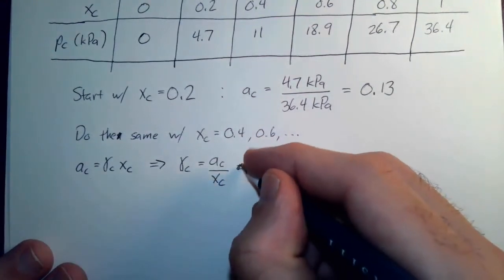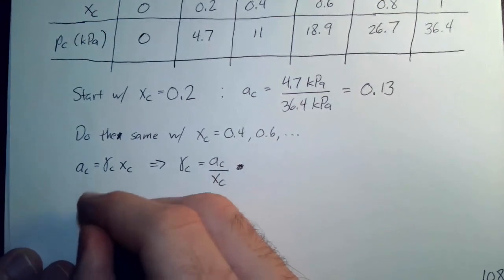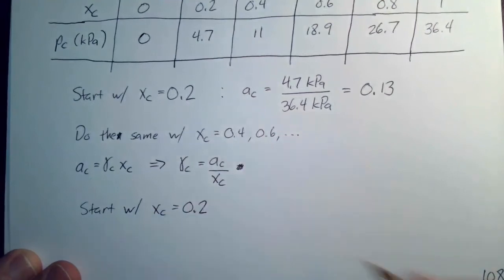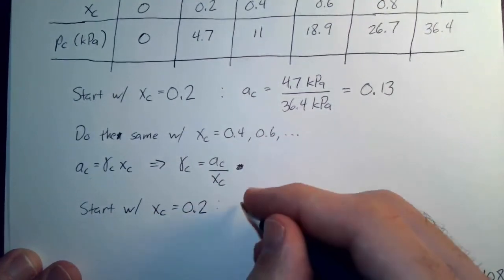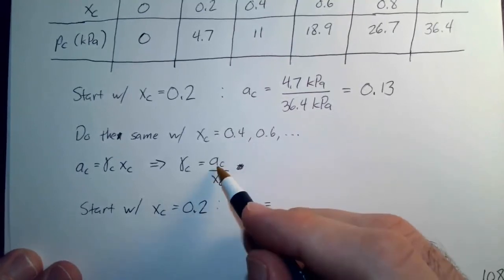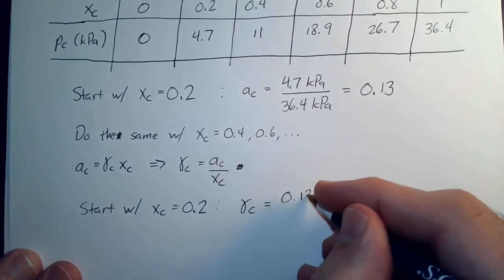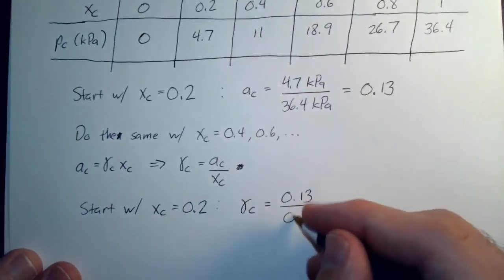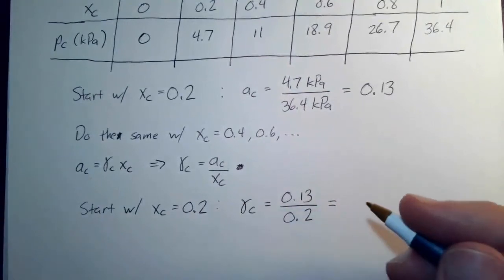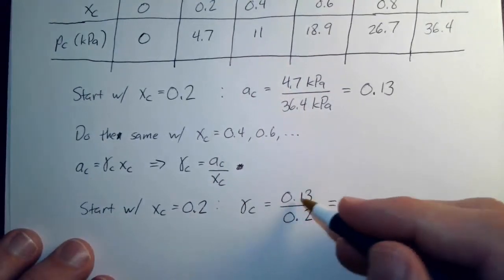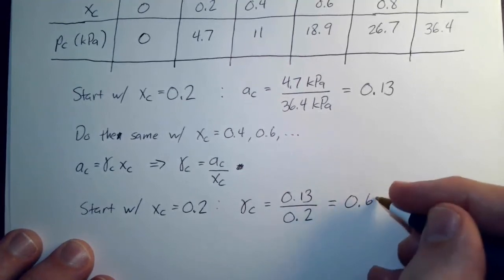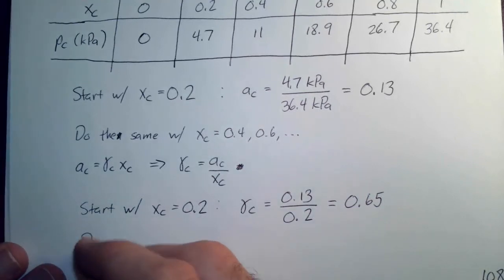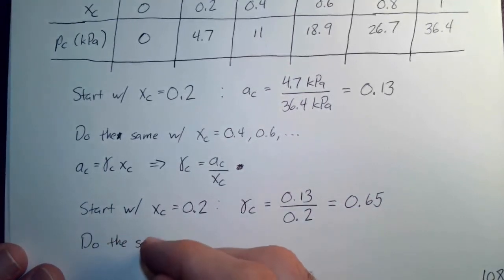And okay, let's choose a data point. So now let's again start with 0.2 as our mole fraction. Then gamma C is going to be AC, which we just calculated for this data point, divided by XC, the mole fraction. And that's 0.13 times 5, so that comes out to be 0.65 for the activity coefficient. And then again, we're going to do the same thing with the other points.